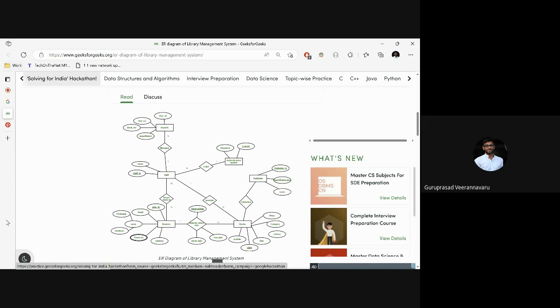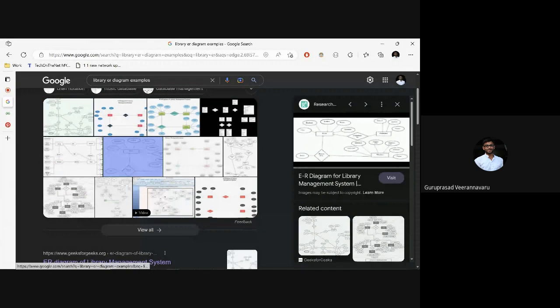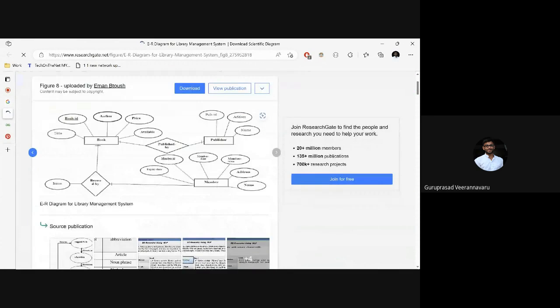Let's take a simple one. All are different. This looks fine. So you have, so these are called crow bars. This is also used for one to many, many to many kind of mapping.